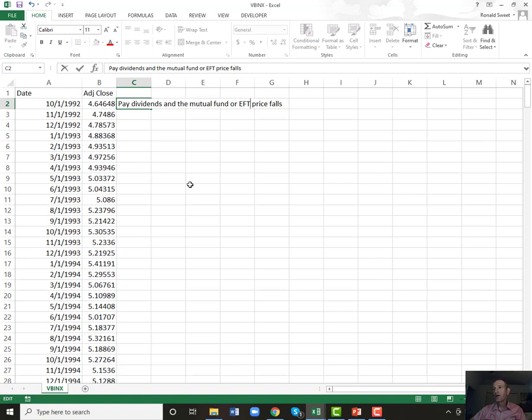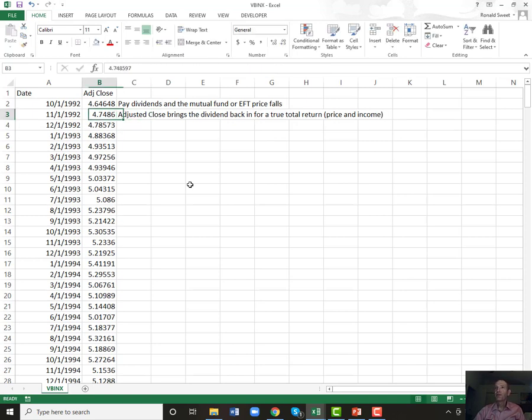So let's say they pay a $1 dividend. Your mutual fund price falls $1, looks like you lost $1, but then you get the $1 dividend. Well, if you only use the closing price, it's going to make it look like you lost money every time they pay a dividend. So the adjusted close brings the dividend back in for a true total return. Price and income is in your return. That's what we want. That's why we want the adjusted close.